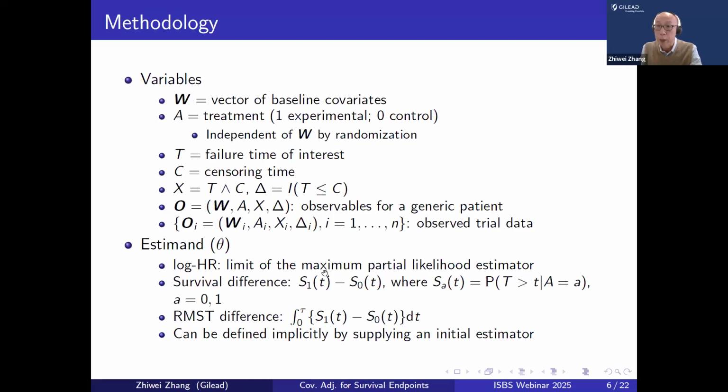If the model happens to be correct, then this is just the usual log hazard ratio. If the model is misspecified, then our estimate is still well defined. So this definition allows us to focus on covariate adjustment without worrying about non-proportional hazards. In general, theta can be defined implicitly as the limit of a given initial estimator.